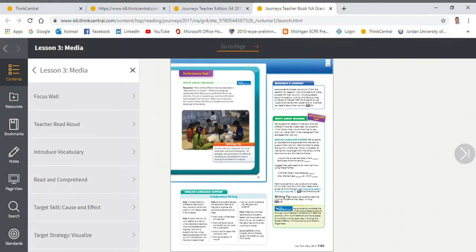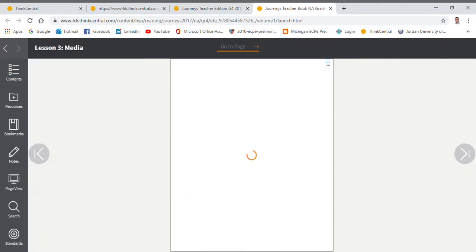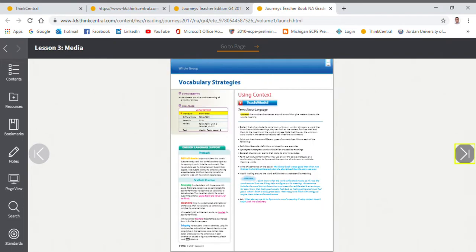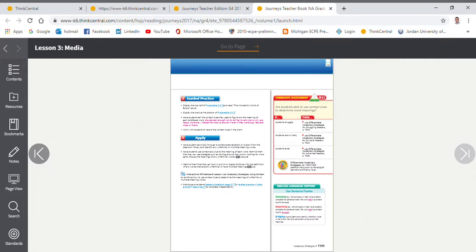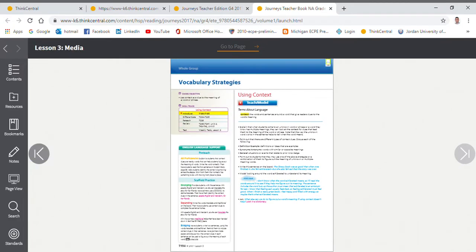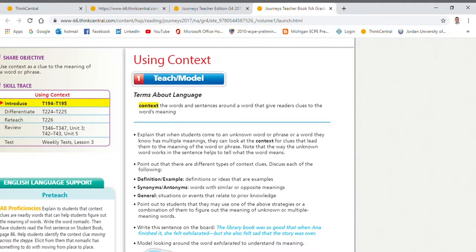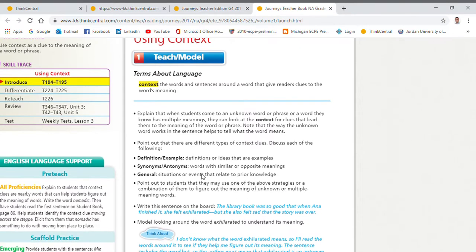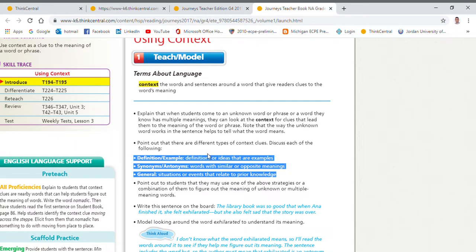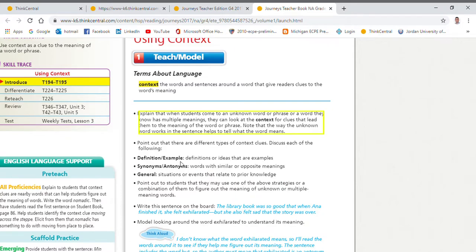And then, guys, this is according to the literature part, and now we're going to the language part. And in the language part, we do not have prefixes here. We're having using context, which is to use some context clues to figure out the meaning of unfamiliar words. And we're having three clues or three ways to determine the meaning of an unfamiliar word, which is definition and examples, synonyms, antonyms, and general.